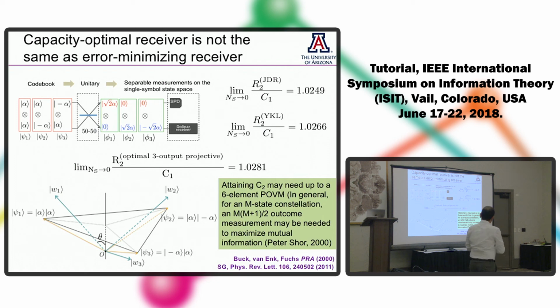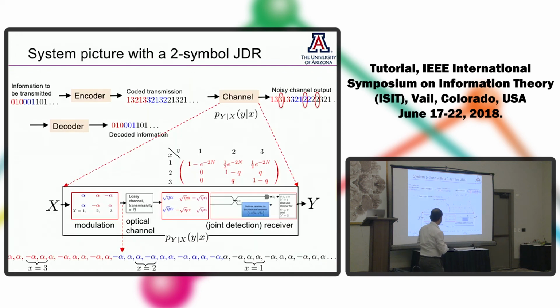Why? Because if I am presented with 3 pure states, in general, the mutual information maximizing measurement could have 6 elements, and it could be a POVM. It doesn't even have to be a projective measurement. And this was a special case of a result from Peter Shor in 2000. So this C2 for the BPSK case and a receiver design still remains open.